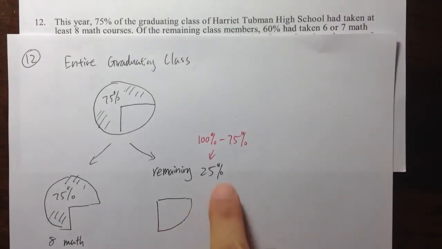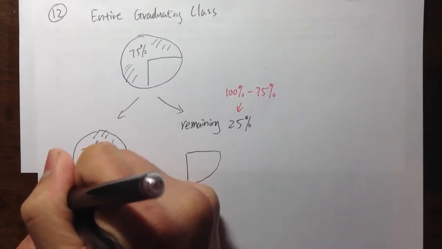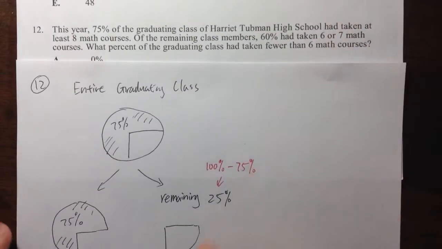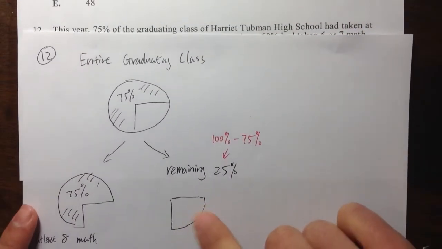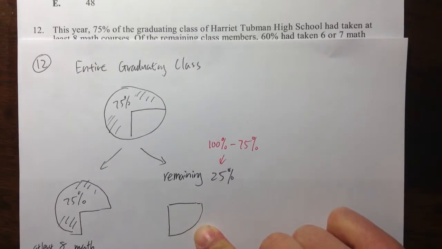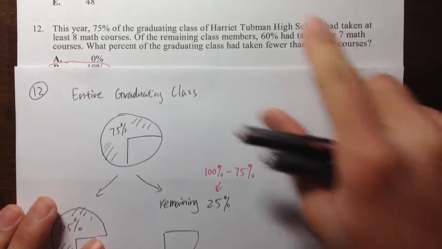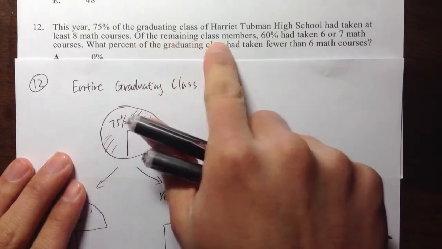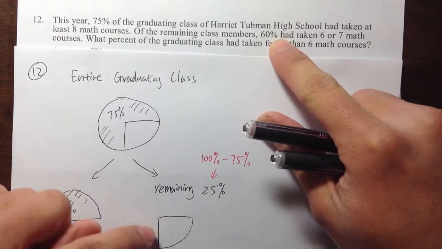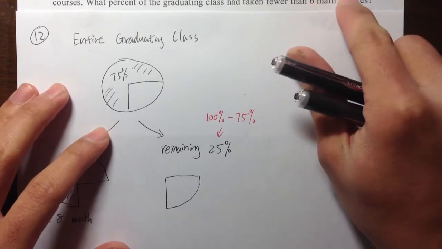Okay, so the remaining students, of course, this is at least 8 math classes. So this percentage of students, they took less than 8 math classes, right? This 25% of the students, they took less than 8 math classes. Okay, so of the remaining class members, 60% of these students had taken either 6 or 7 math classes.